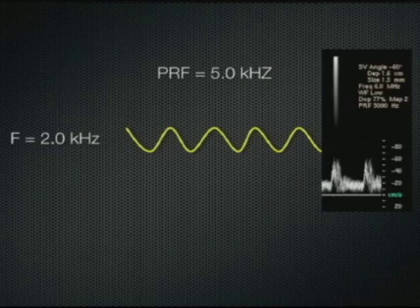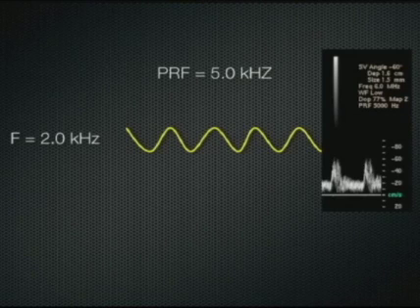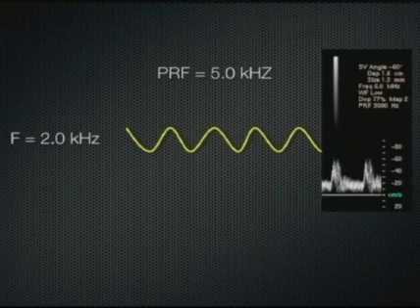The pulse repetition frequency is very important in the production of aliasing and even more important in color Doppler in the way the information is displayed. For example, here we have a sampled waveform with a frequency of 2 kilohertz, and we're sending ultrasound pulses at a frequency of 5 kilohertz.